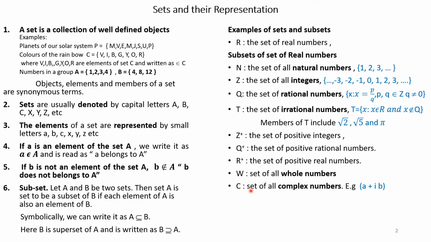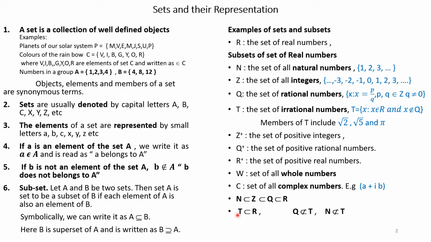C can be represented as the set of all complex numbers such as A plus iB, where A is the real part and iB is the imaginary part. So, a complex number comprises a real plus an imaginary part. From the above, you can see that the natural numbers are a subset of integers. N is a subset of Z, that is integers, which is itself a subset of rational numbers, which is itself a subset of real numbers. So, R is the superset and all others are subsets of one another as shown in this relationship.